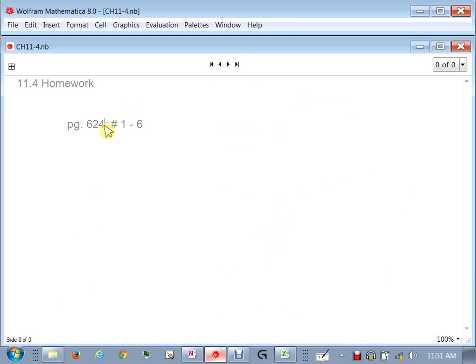This is page 648. Problems 1 through 6. All those problems are just find the equation of the tangent plane.